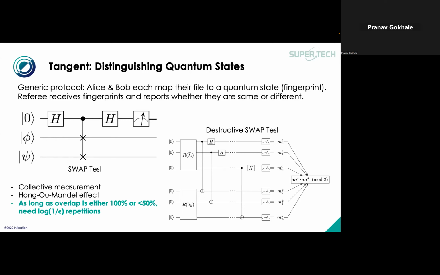But the key point here is oftentimes state discrimination is hard. But in this case, we're always going to be in scenarios where the overlap between fingerprints is either exactly 100% because they're identical, or it's less than some constant like 50%. And that means that the number of repetitions you have to do is logarithmic in the inverse error, which is perfectly good. But it does mean that we're going to have to run a few fingerprints to reach a certain level of confidence.